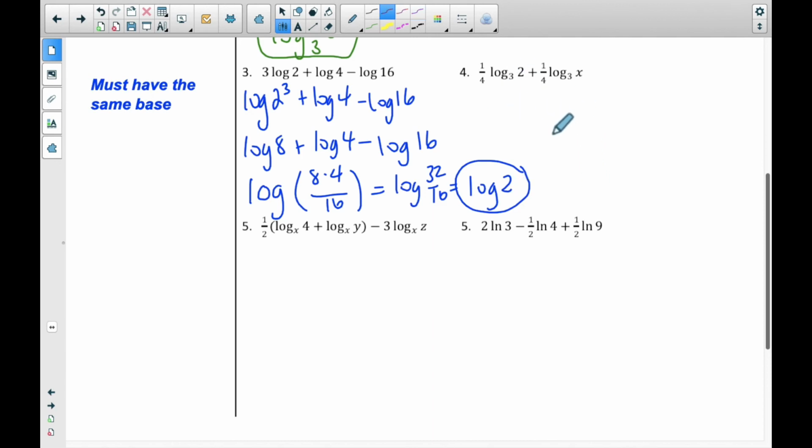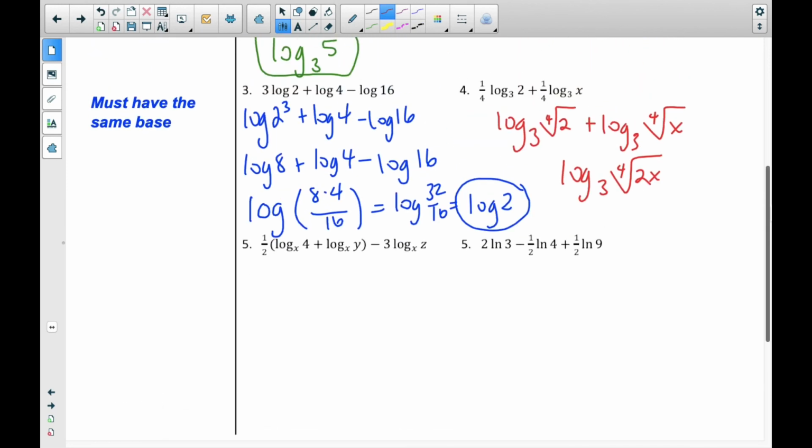Okay, a minute ago we talked about square root was the 1/2 power. The 1/4 power is the 4th root. So this is going to be the log base 3 of the 4th root of 2 plus the log base 3 of the 4th root of x. It is a plus. For plus, we multiply together. When we multiply radicals, if they're the same root, which these are, we can just put them together. And so we get log base 3 of the 4th root of 2x.